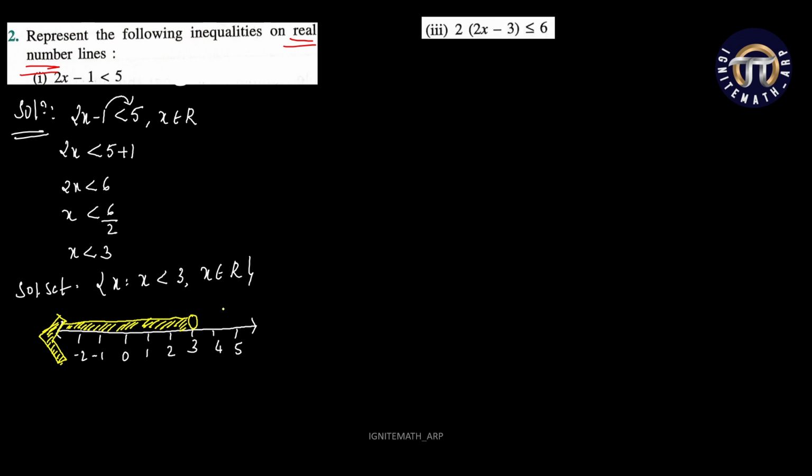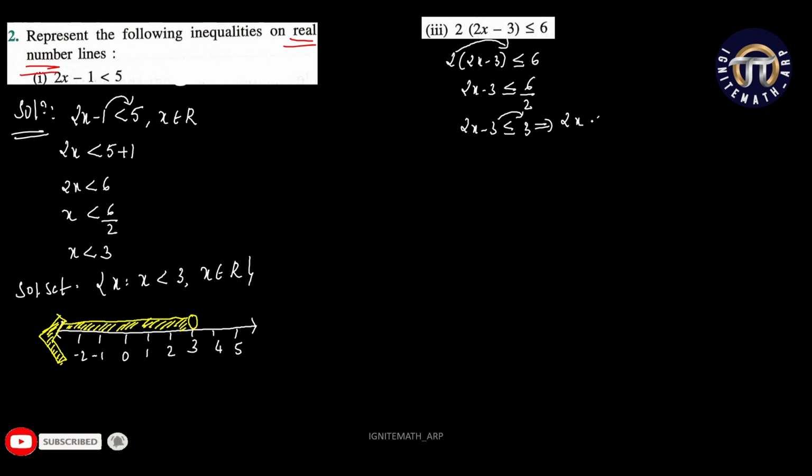Now let me take the next one. See, 2 of 2x minus 3 is smaller than or equal to 6. So first I will take this 2 to the other side. 2x minus 3 smaller than or equal to 6 divided by 2, so 2x minus 3 is smaller than or equal to 3. Then I will take this 3 also to the other side. 2x is smaller than or equal to 3 plus 3, that implies 2x is smaller than or equal to 6. Then x is smaller than or equal to 6 divided by 2. So x is smaller than or equal to 3.